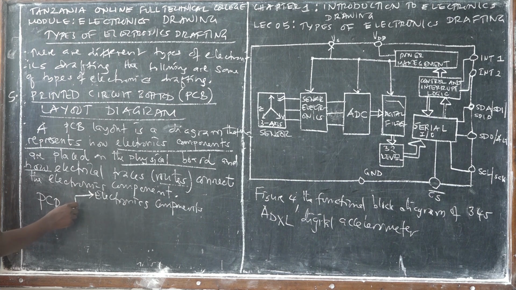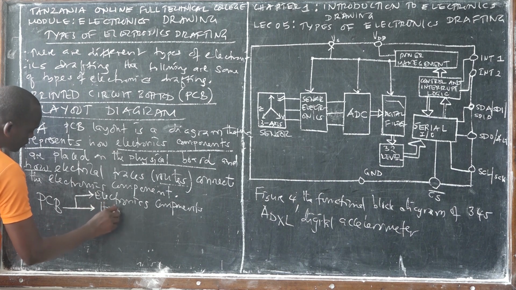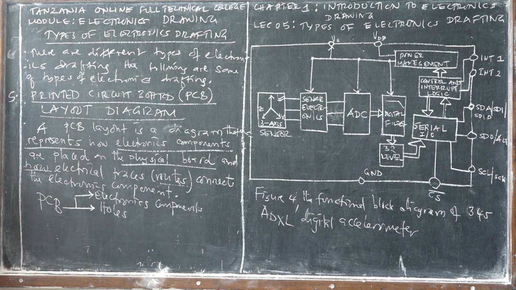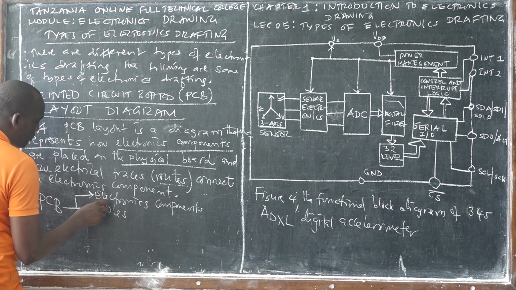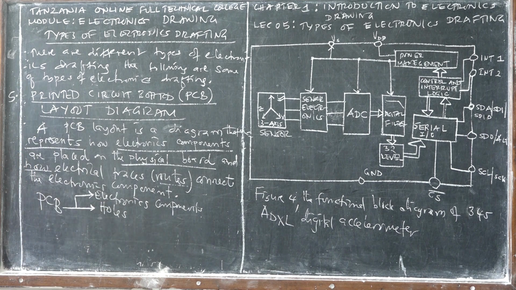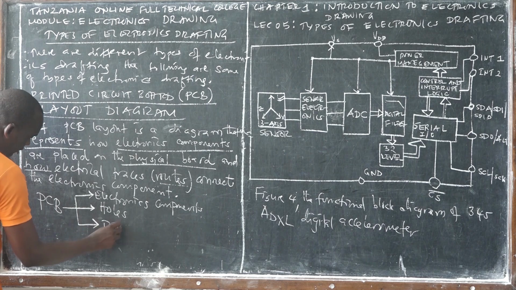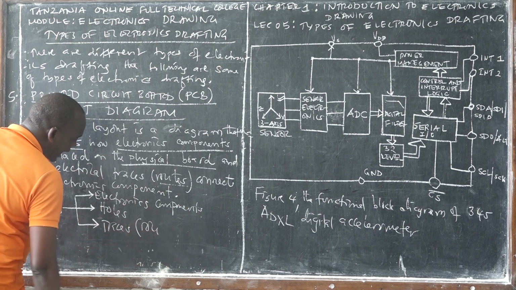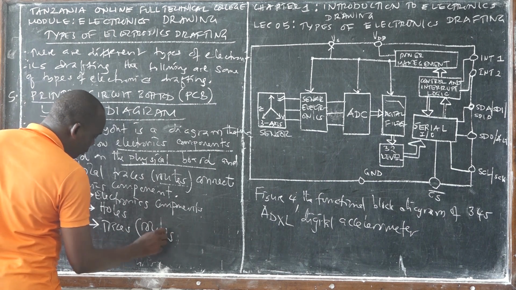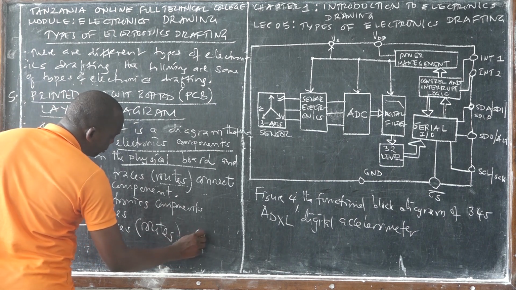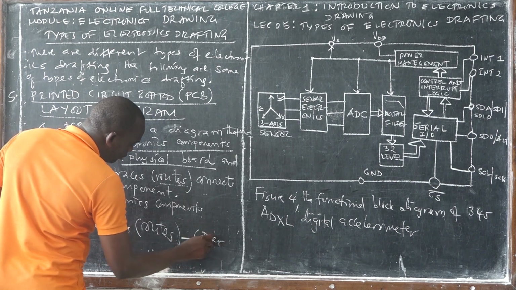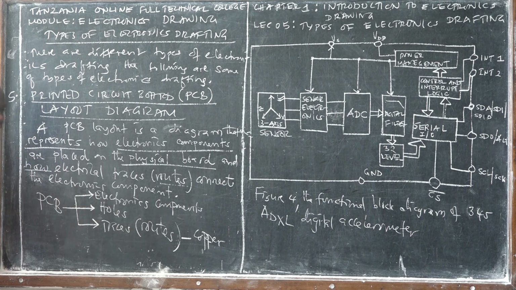Then the second terminology commonly used in a PCB board is holes. Holes are what we use to place the electronics components on the surface of the PCB board. We also have another common terminology, which we call traces, or especially in CAD, computer aided design, we call them routes. For routes, we use copper material to connect one component with another component.